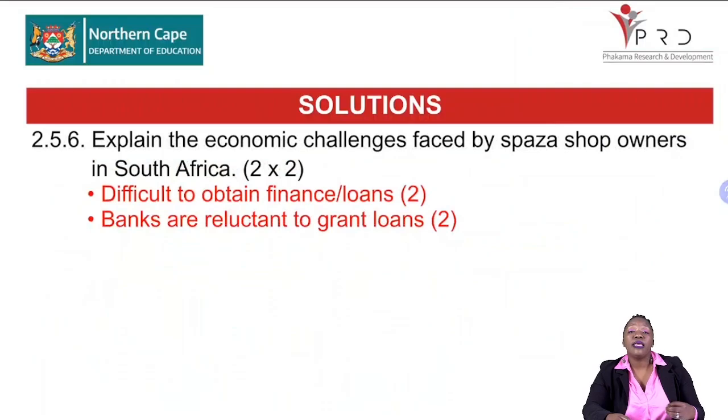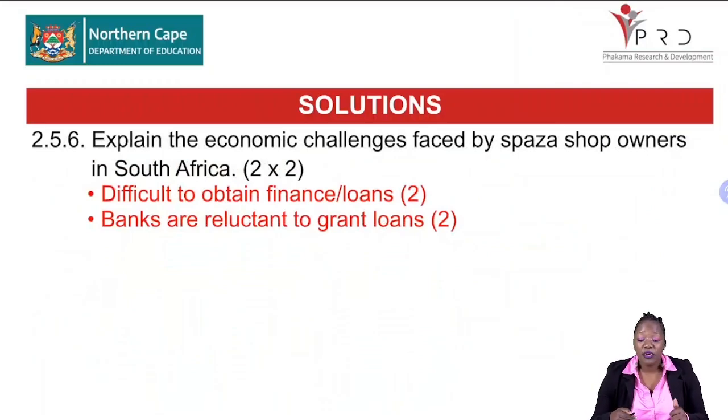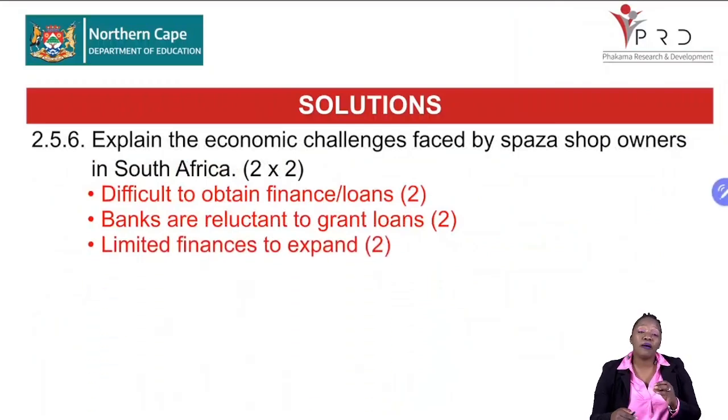Then secondly, the banks are reluctant because their businesses are not guaranteed. Imagine if they want to borrow 100,000 and you come the next day, the business is not doing well. So they are now failing to pay back that money. So the banks are reluctant to grant them loans because their businesses are not guaranteed.